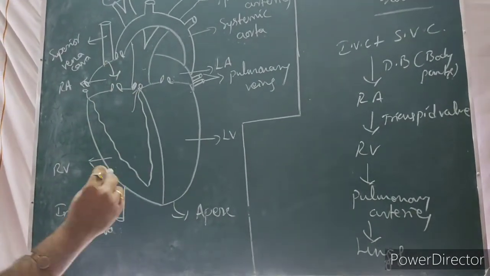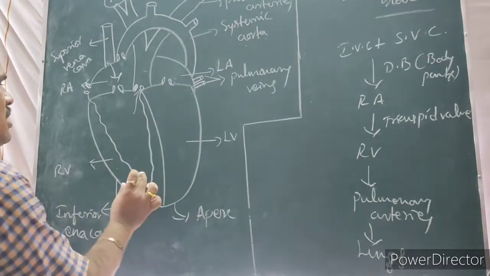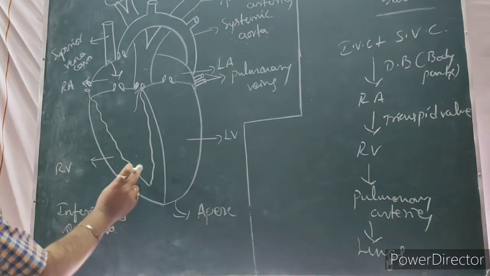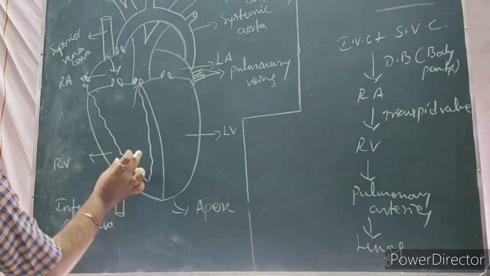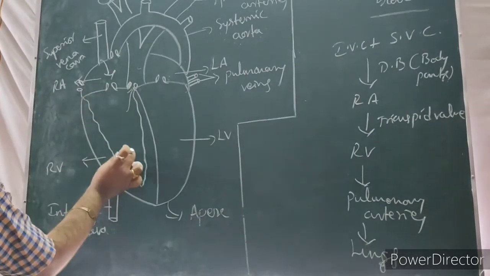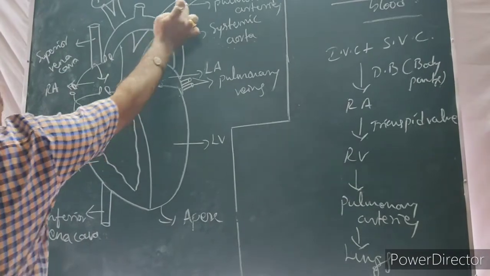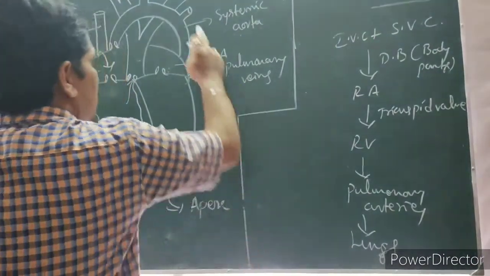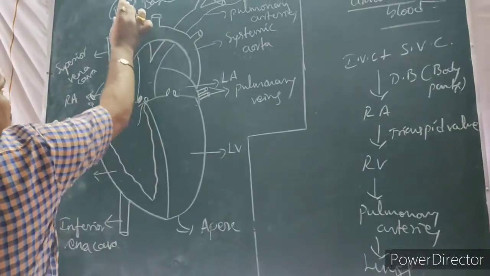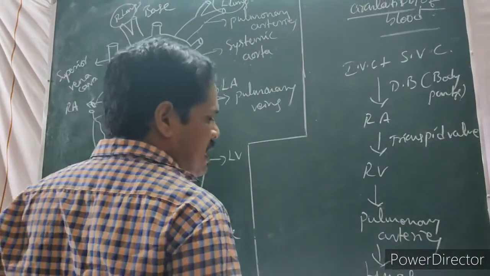Then after that ventricular systole happens, blood enters from the ventricles into the pulmonary artery. This is the right atria, right ventricle. It is entered into the pulmonary arteries. These pulmonary arteries enter the lungs for oxygenation.